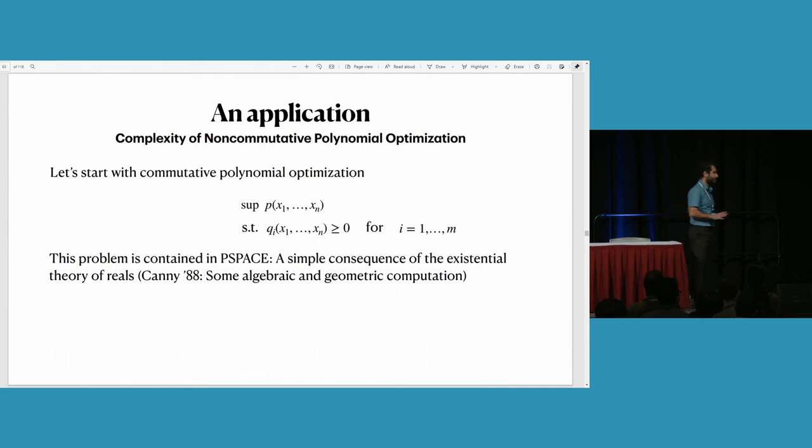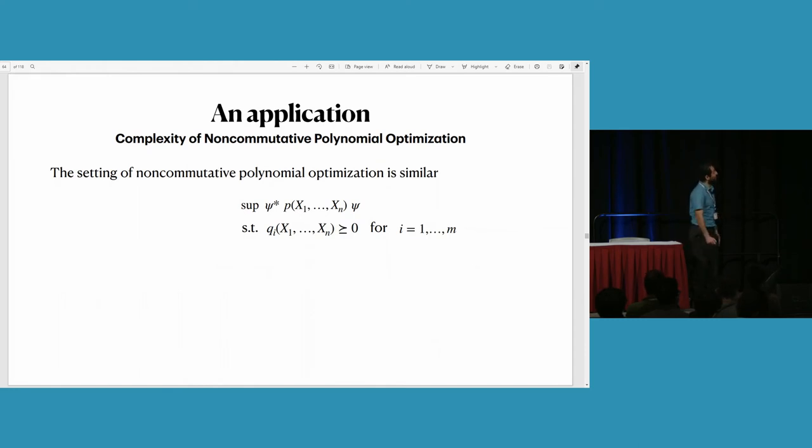All right, so here is a simple but important application of our work. It settles the complexity of the non-commutative polynomial optimization problem. Let me begin by telling you what commutative polynomial optimization is. We have a bunch of real polynomials, and we're maximizing a polynomial P subject to some polynomial inequalities. It is well known that this problem is NP-hard, and it sits in PSPACE. The fact that it belongs to PSPACE, which is just another complexity class, is a consequence of an important foundational theorem in computer science known as the existential theory of the reals.